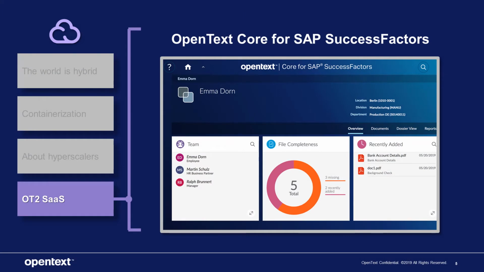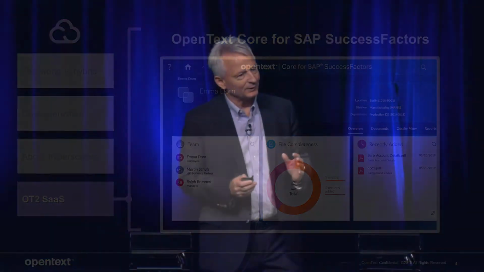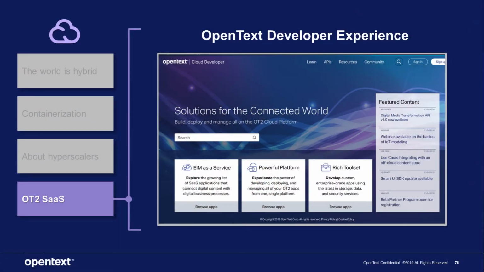And so we have built and delivered applications, and OpenText Core for SAP SuccessFactors is one of the first ones, where we deliver the content integration with SuccessFactors, but on the OT2 platform. Another thing that you'll see us talk about is that we don't just want to deliver software or services, we want to deliver a developer experience. And so we have a significant focus there.